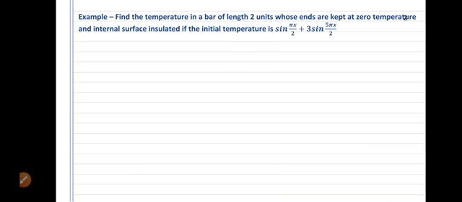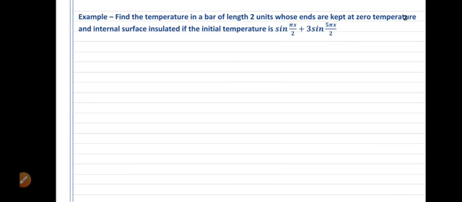The example is: find the temperature in the bar of length 2 units whose ends are kept at 0 temperature and internal surface insulated, if the initial temperature is sin(πx/2) plus 3 sin(5πx/2). Here, carefully note that not a single partial differential equation is given. So you have to understand that this example is from the topic of one-dimensional heat flow equations.